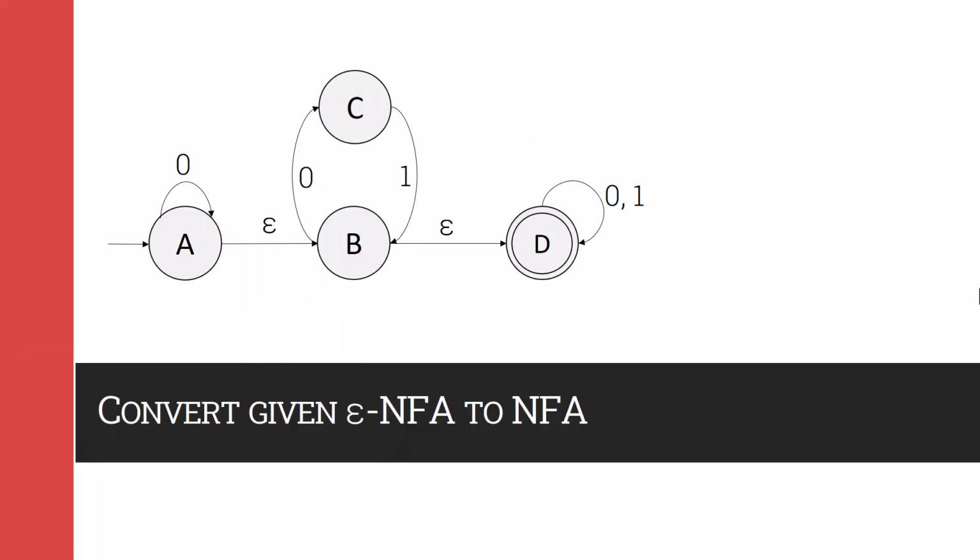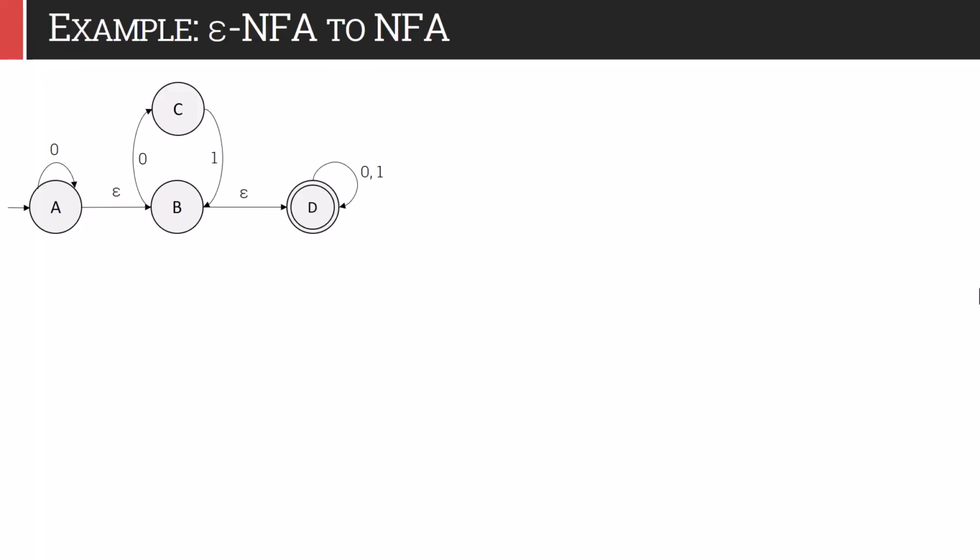This is our problem NFA. We have to convert it into NFA. So as a first step, we need to find out the epsilon closure of all the states. There are two rules. Every state is in the epsilon closure of itself, and we have to add all those states into the epsilon closure if they are reachable from the current state just by consuming epsilon.